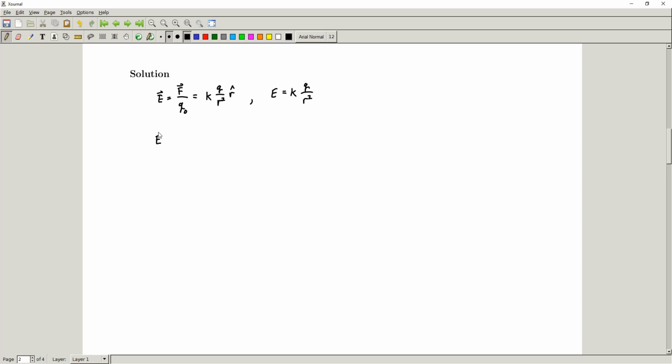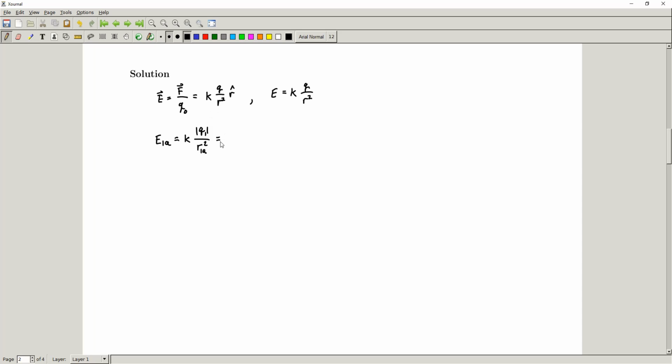Basically, what we end up having is the electric field from source charge 1 at point A is going to be equal to k magnitude Q1 over r1A squared, right? And so r1A is the distance from 1 to A, written in this way.